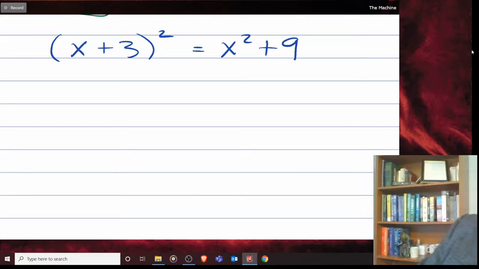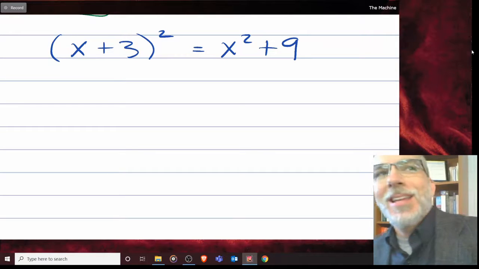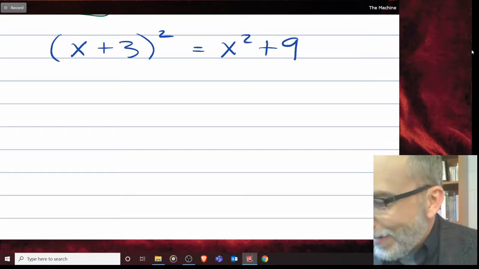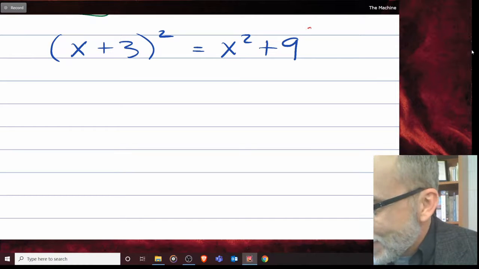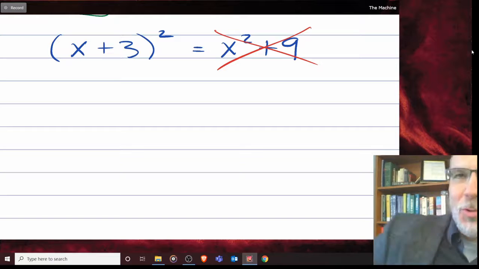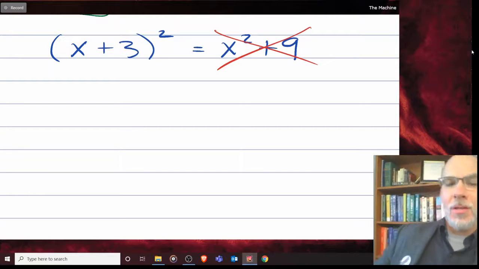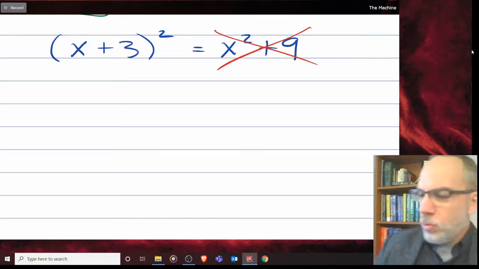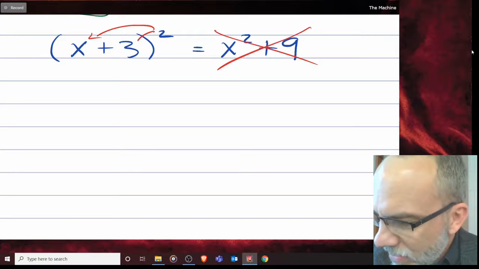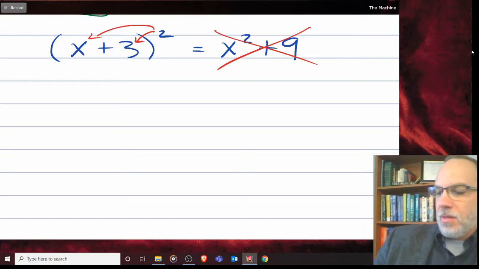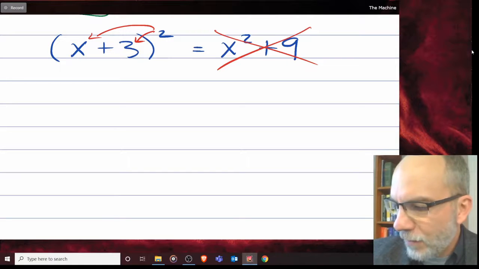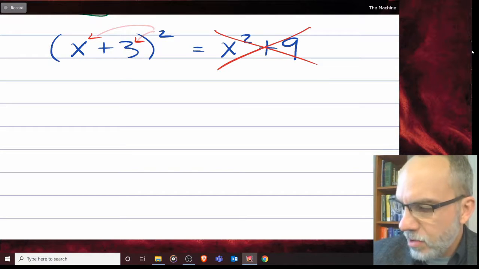hang on a second here. No, absolutely not. It is not x squared plus 9. And some of you are a little confused right now, which is good because you're thinking deeper than you were a moment ago. No, it's not x squared plus 9. You do not simply square each of the pieces. And you're going to say, Mr. Marsh, why not? We just did that a minute ago. It was different. But before we clarify that, let's talk about what squared means.